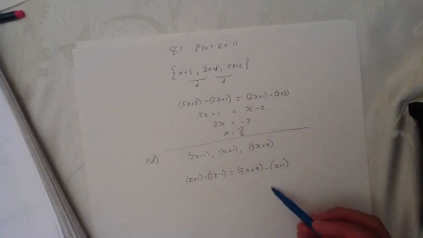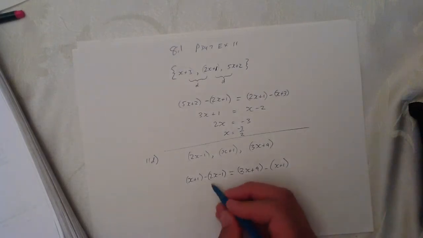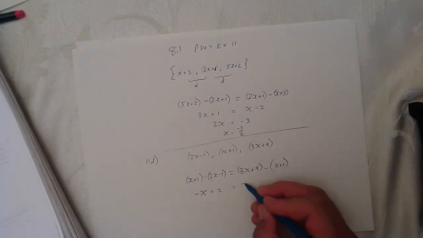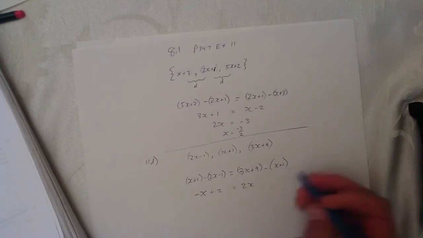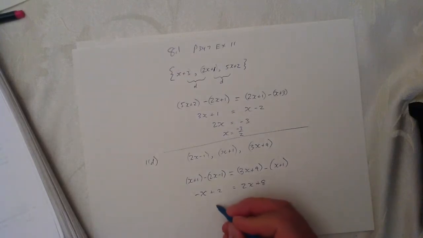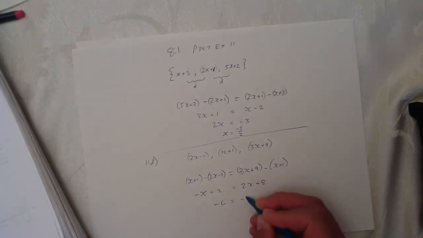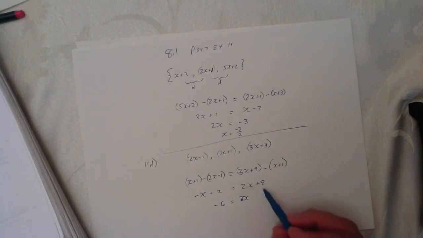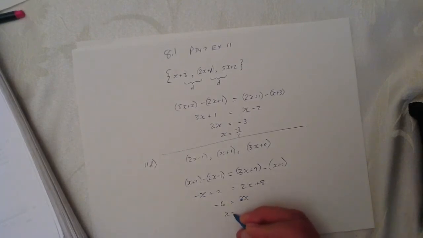So now I just need to solve for x. So x minus 2x is negative x, plus 1 plus 2, equals 2x plus 9 minus 1, plus 8. So negative 6 equals 3x. Alright, we subtract 8 from both sides, we add x to both sides, and so x must equal negative 2.